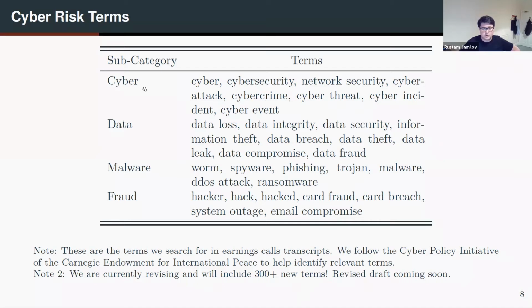In terms of the overall decomposition, the first two subcategories, cyber and data, are by far the most important ones. But there are some terms that we're still not capturing. In the end, we'll have hundreds, but for now, we're doing decently well. We follow the Cyber Policy Initiative of the Carnegie Endowment to identify the terms.